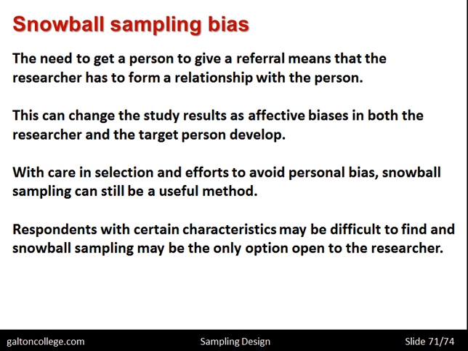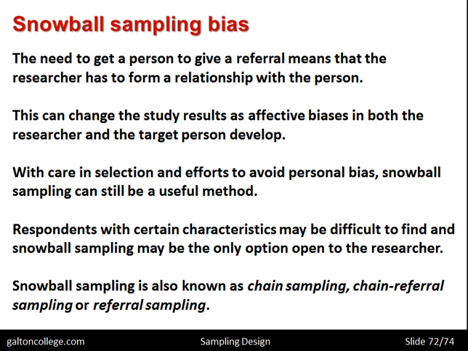Respondents with certain characteristics may be difficult to find, as in the example I gave earlier, where workers had a particular engineering skill that was out of date and those skills were no longer required, but people wanted to find out about those workers from a historic point of view perhaps. Then snowballing is a valuable option in that case. Snowball sampling is also known as chain sampling or chain referral sampling or referral sampling. These are different names for snowball sampling.